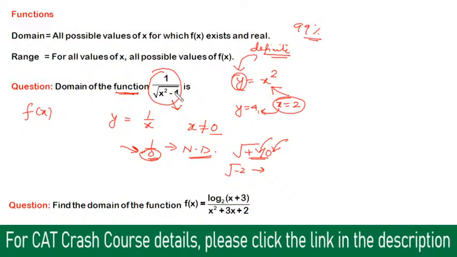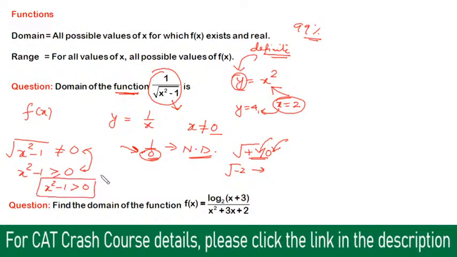So in this case, just to test, since the thing which is under the root is also the denominator, we have to ensure that x square minus 1, the under root part, should not be equal to 0, right? And since it is under the root, x square minus 1 should be greater than or equal to 0. So if I combine both, x square minus 1 should be greater than 0.